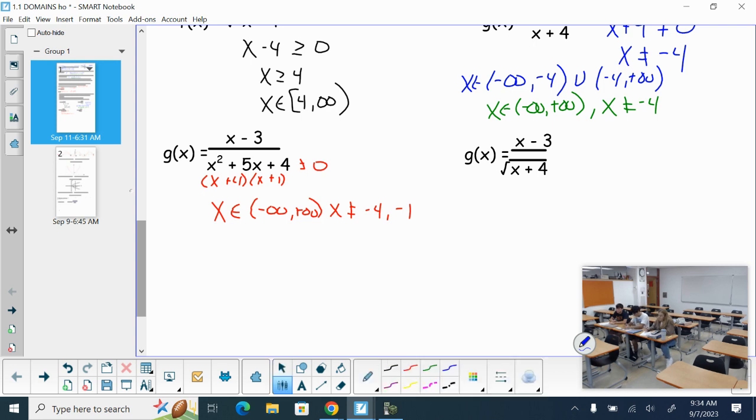Okay, we have x minus 3 over square root of x plus 4. Okay, what do you have for this one? I didn't know if the radical sign was like the full radical sign or not. Is it just on the x? It's over the x plus 4. Oh.